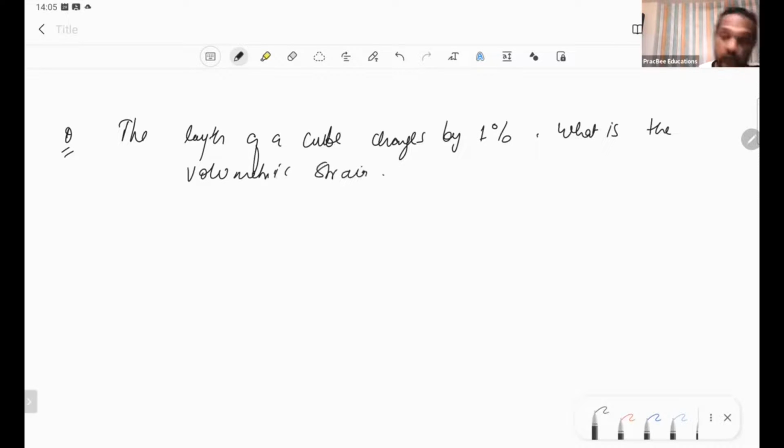Basically what I have given you is the longitudinal strain of a side. मैंने आपको longitudinal strain बताया है 1%. आपको volumetric strain पता करना है.